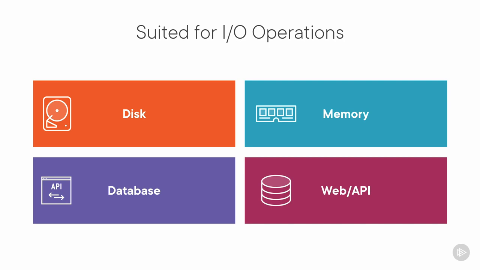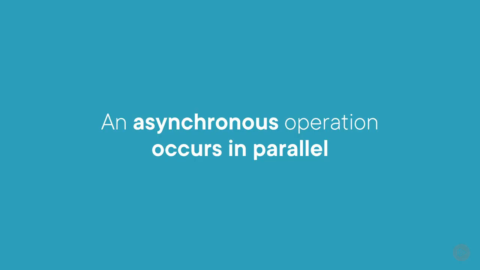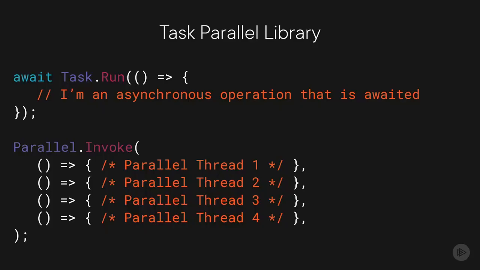Then what about CPU-bound operations? For that, you'd use parallel programming, which is a way to divide a problem into smaller pieces that are all solved independently, while making use of as much computer power as possible. While an asynchronous operation does occur in parallel, the distinct difference is that with an asynchronous operation, you subscribe to when that operation completes. The Task Parallel Library allows for both asynchronous as well as parallel programming. And you can even combine these principles.